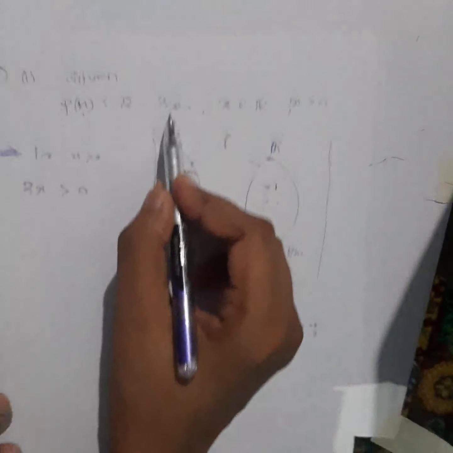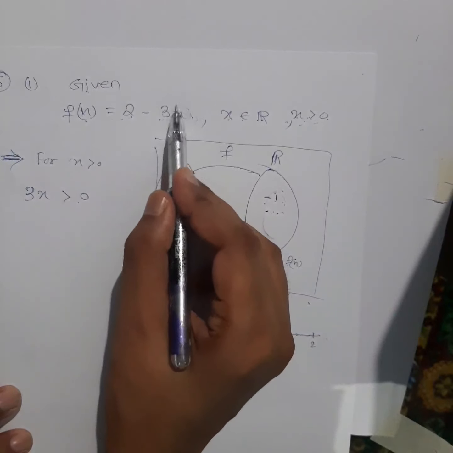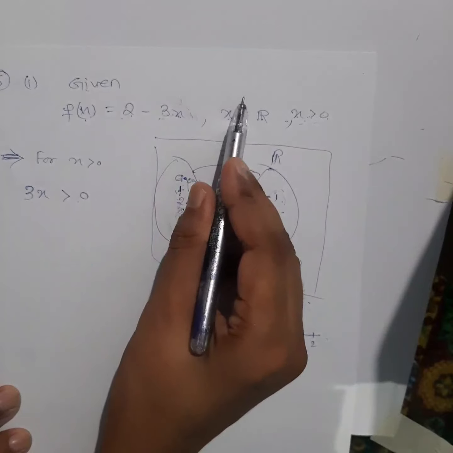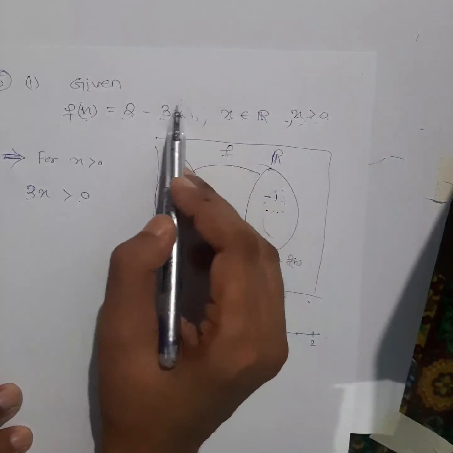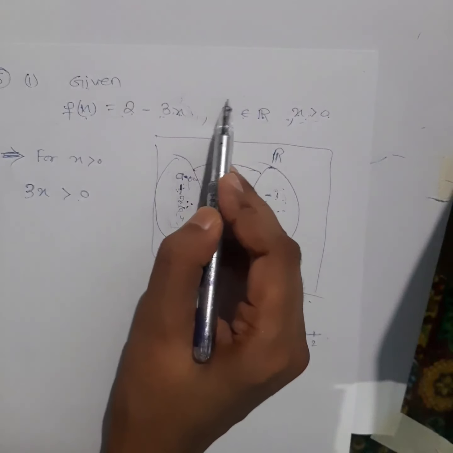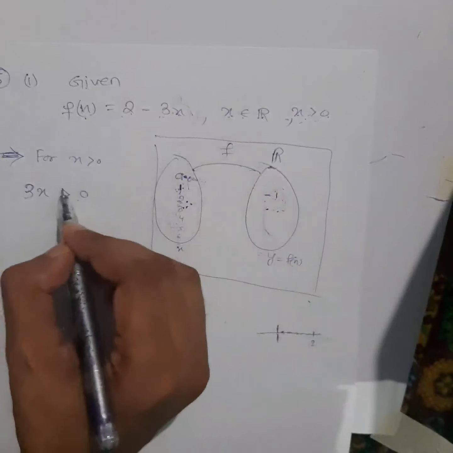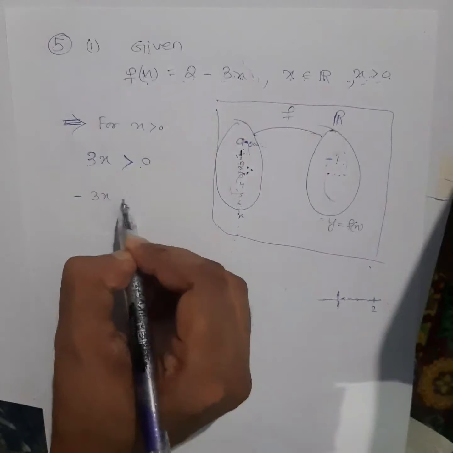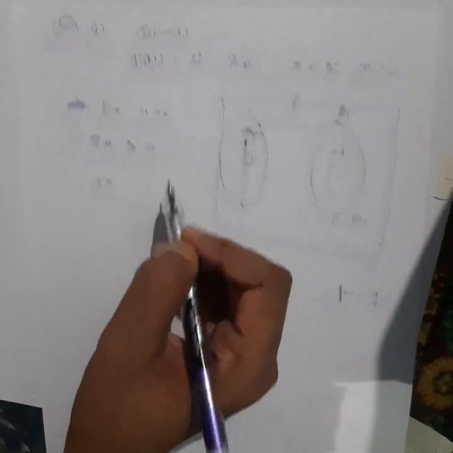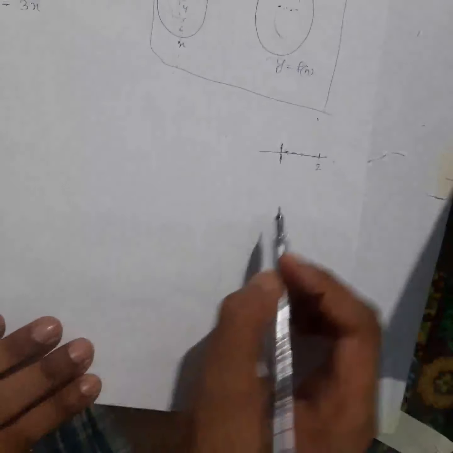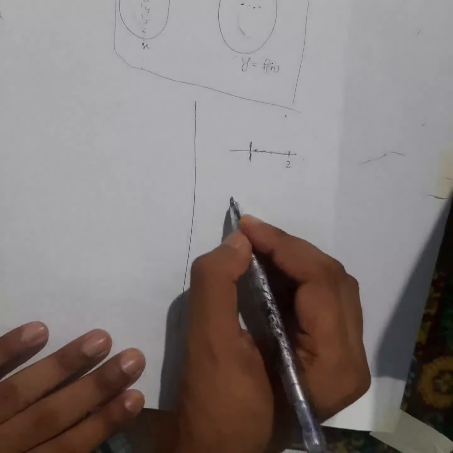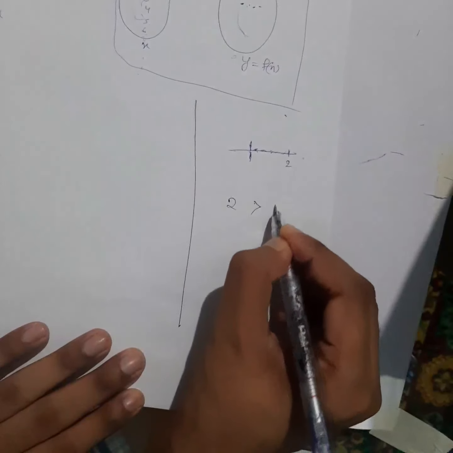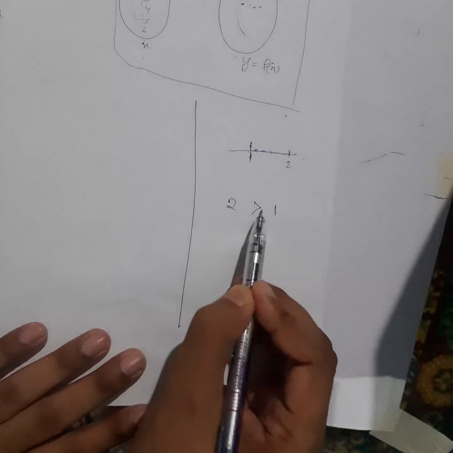I hope you can understand. If I take x greater than 0, means 0.000001, 3 into that value, what will it give? Obviously 3 into 0.0001 will be greater than 0 or not? So greater than 0. But if I put a negative sign, will 3x be greater than 0 or less than 0? To give an example of this one, you can see here, 2 is greater than 1 or not? Yes, 2 is greater than 1.